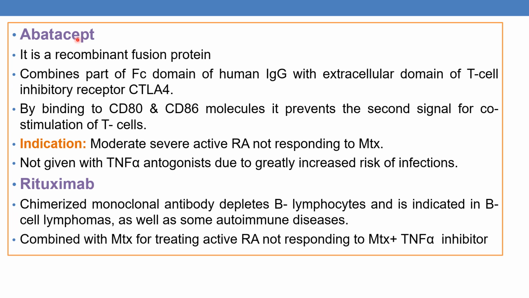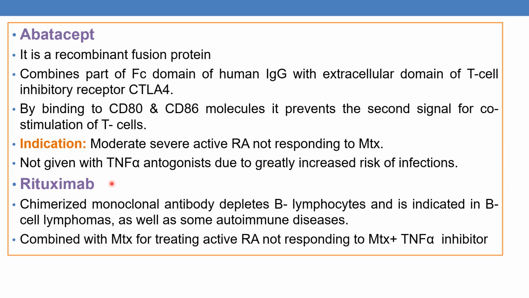The next drug is abatacept. It is a recombinant fusion protein, combining part of the Fc domain of human Ig with the extracellular domain of CTLA4, a T cell inhibitory receptor. By binding to CD80 and CD86 molecules, abatacept prevents the second signal for co-stimulation of T cells, and it is indicated for moderate to severe active rheumatoid arthritis not responding to methotrexate. It is not given with TNF alpha antagonists due to greatly increased risk of infections.